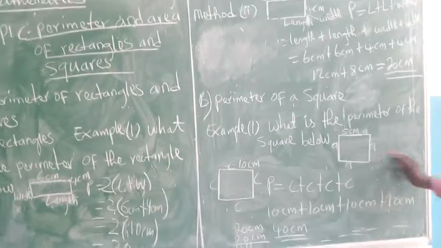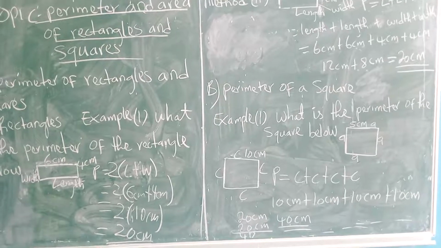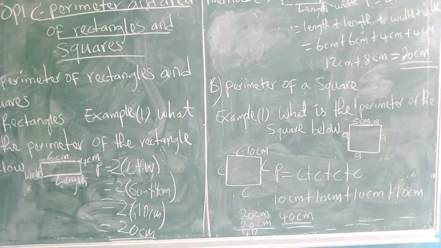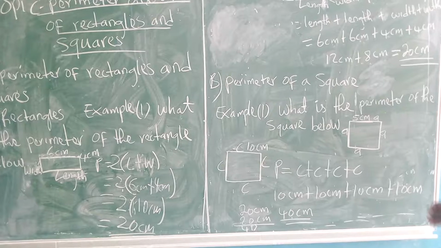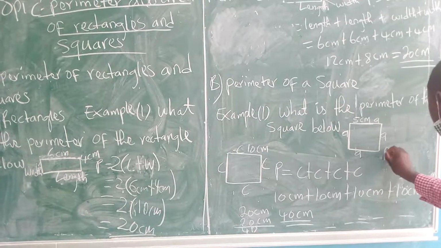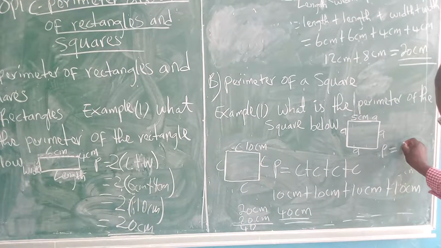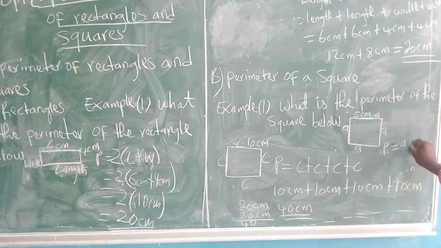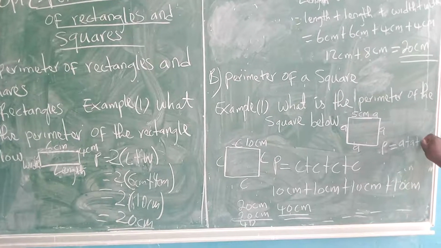So we add our 5s. 5 plus 5 is 10, plus 5 is 15, plus 5 is 20. So our answer is 20 centimeters. Okay, we take a second example.